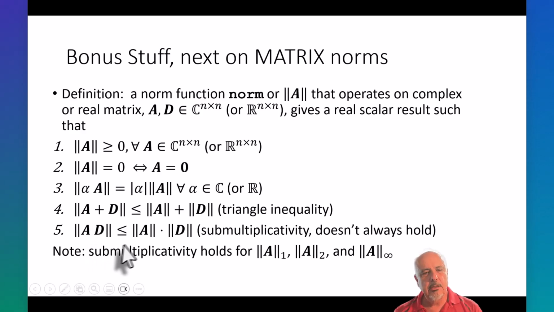Here's a new one. This is interesting. This is called submultiplicativity. And what this says is that the norm of the product of the two matrices is going to be less than or equal to the product of the norms. This doesn't always hold, but it holds for a one norm, a two norm, and an infinity norm, and we're going to be using the one norm for sure. Okay, so that's the introduction to matrix norms, the laws associated with that, and then the vector norms. Let's put it to use.